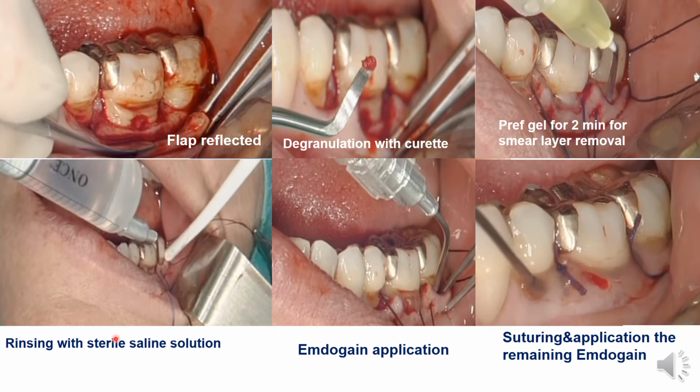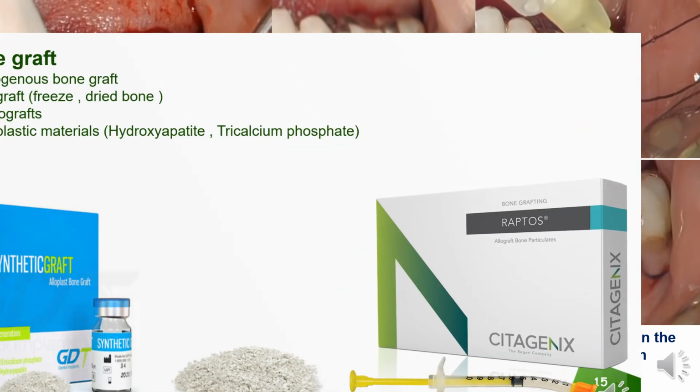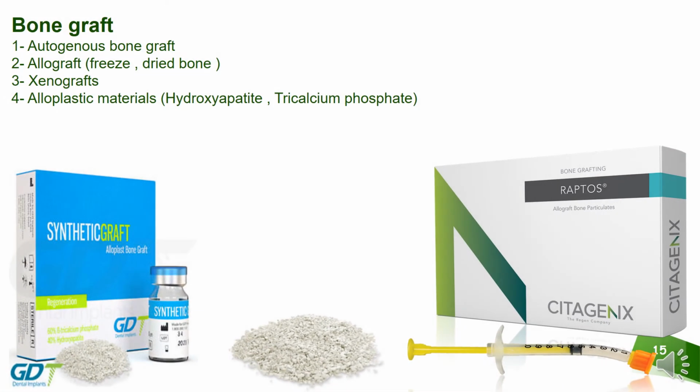Rinsing with sterilized saline solution, and then Emdogain application. After that, suturing and application of the remaining Emdogain over the suture, which could improve the healing process. Now the bone graft. We have different types of bone grafts. It could be autogenous bone graft, allograft, xenografts, and alloplastic materials like hydroxyapatite and tricalcium phosphate.